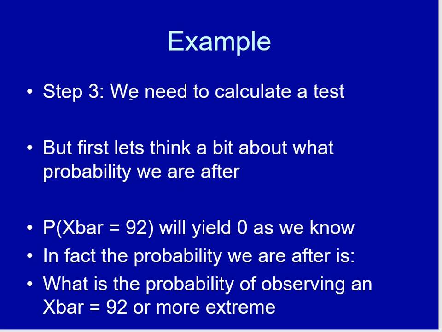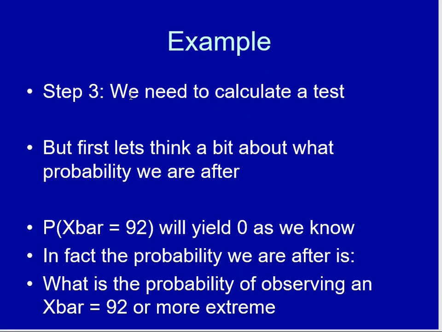Let's move to step number 3. This is the bridge between the results and the probability. We just cannot jump to the probability. We need to be able to calculate the probability. We need to calculate a test, and that test is going to help us get the probability. All right, so what do we have?